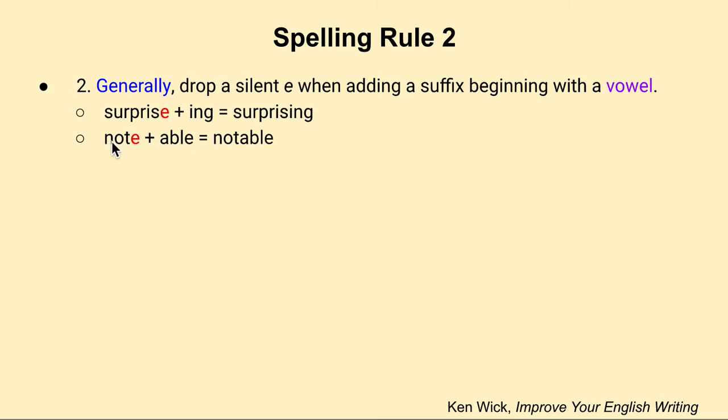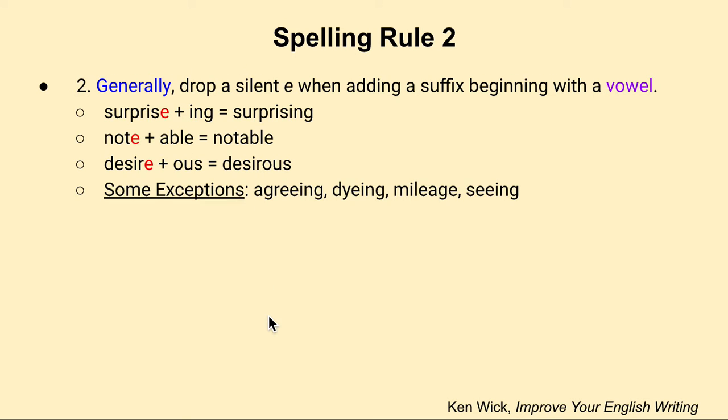Notable: note, so you don't say the E, and you add the suffix -able. Notable, notice the E has been dropped. Desirous, or desire plus -ous. The E is not pronounced, so you drop the E here. See, the E has been dropped.